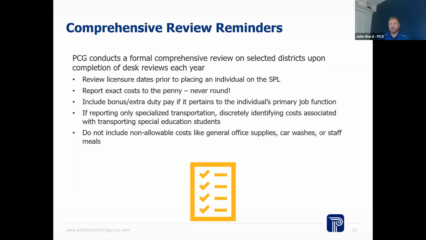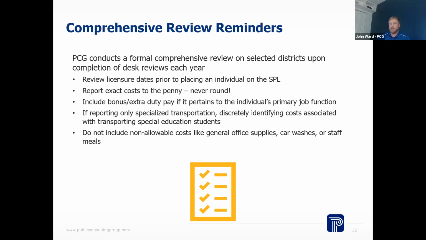Always report costs to the penny, never round. And just know you can include bonus and extra duty pay, again, if it pertains to that individual's primary job function. With accrual accounting as well, always remember if someone leaves your district, you can include any residual pay. So if someone leaves the district in May and their final paycheck or benefits aren't paid out until July, you should be including that onto your annual cost report totals.